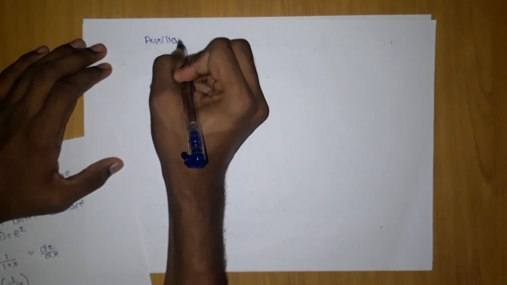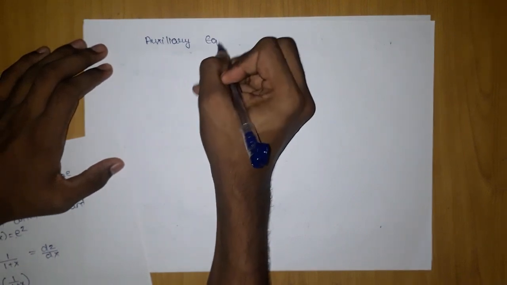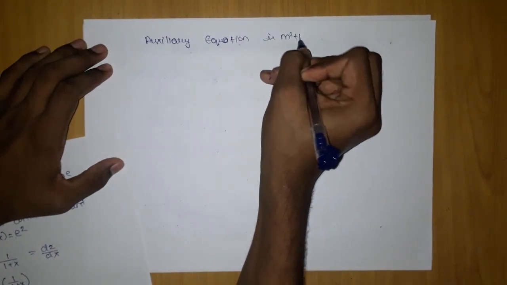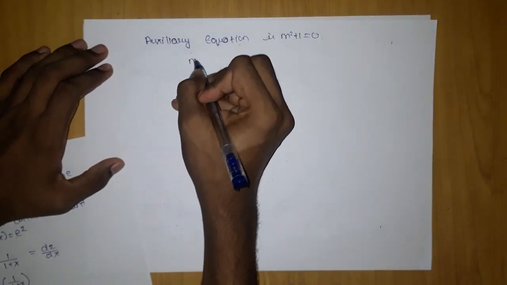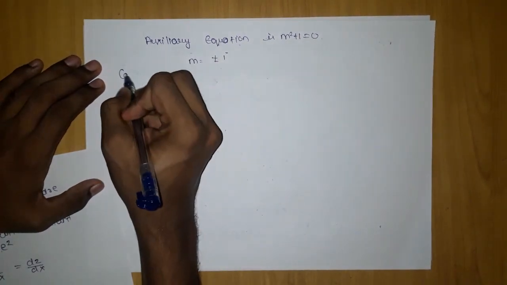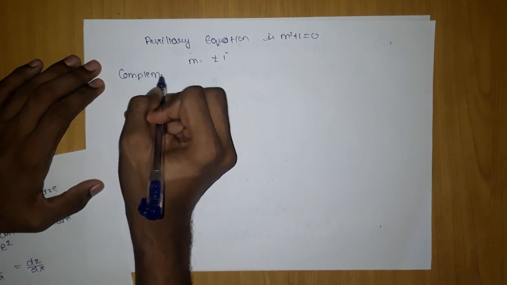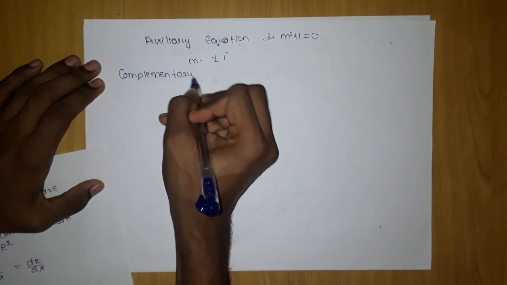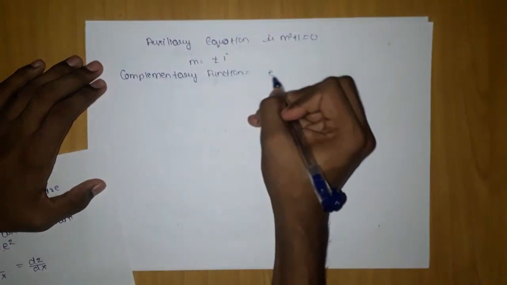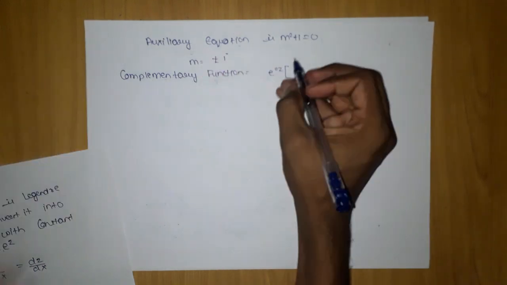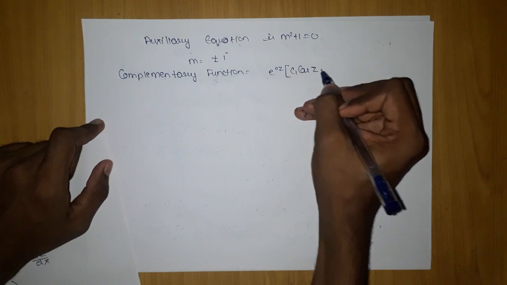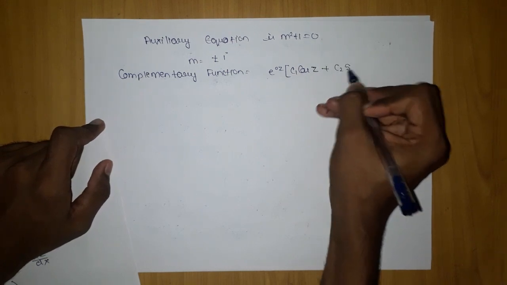Now the auxiliary equation is nothing but m square plus 1 equal to 0. If you do that, you will get m equals plus or minus iota as the roots. Now the complementary function is what? It is e to the power 0z, because here the real part is 0, so it will be c1 cos z plus c2 sin z.